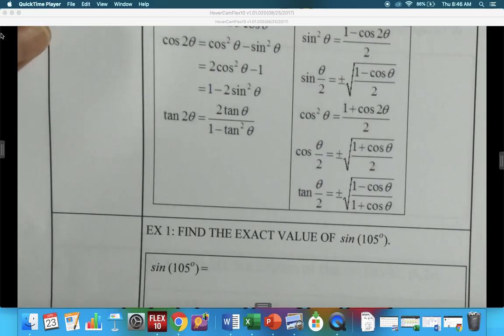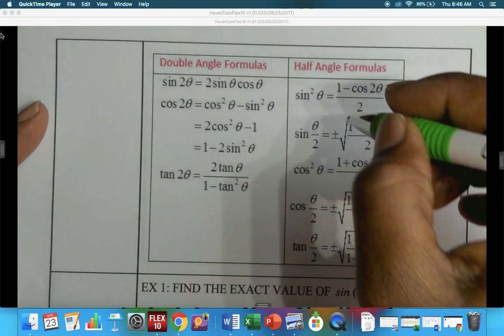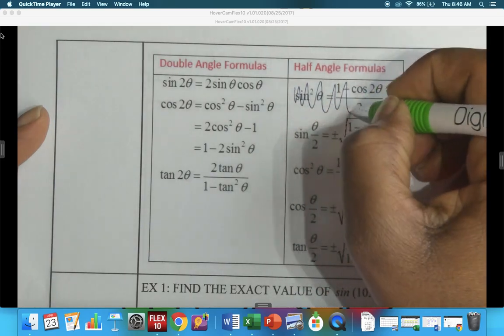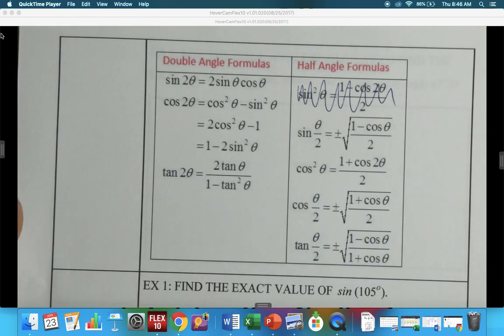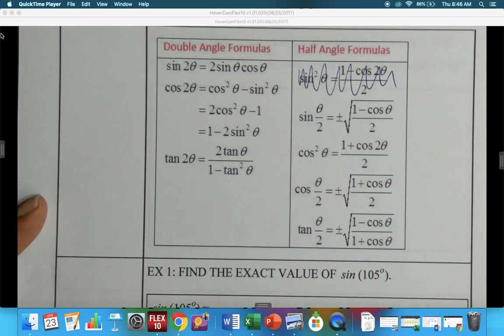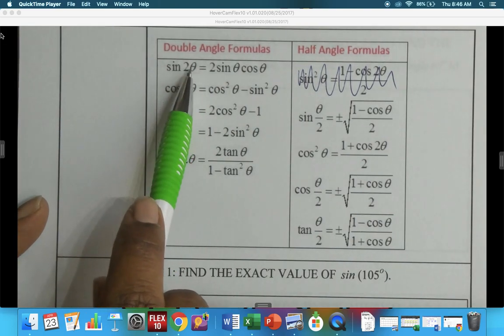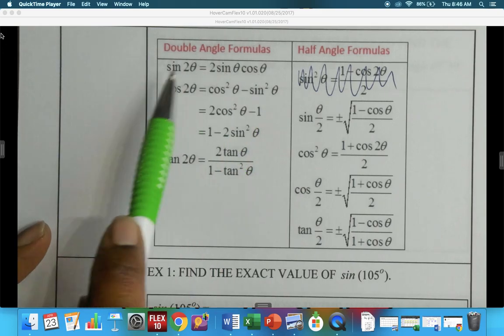So here are our formulas. This is the power reducing formula. We're actually not going to use that formula. Double angle: if I have sine of 2 times an angle that's on the unit circle, or if I wanted to find sine of double of an angle, I can use this formula.